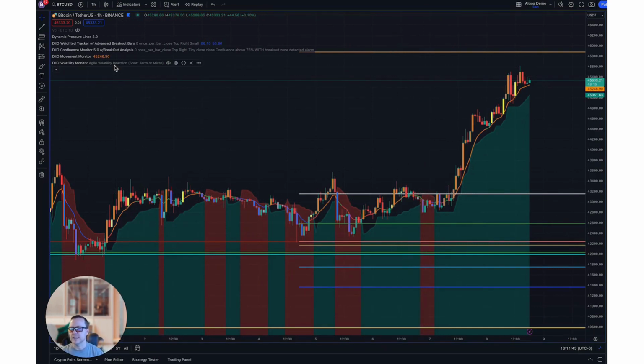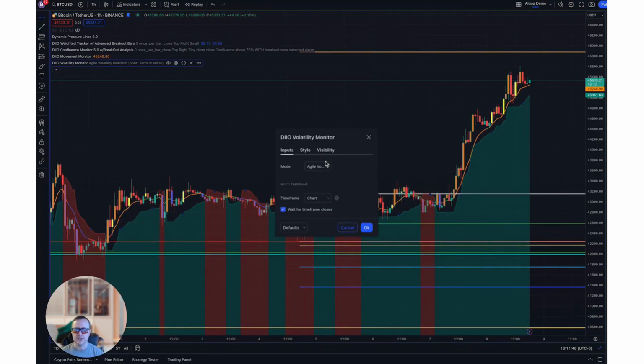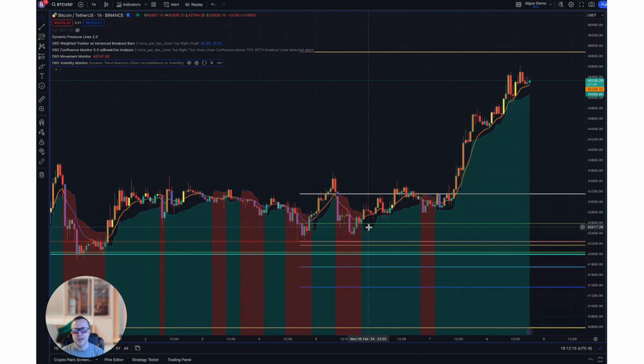This happens to be agile volatility reaction, right? So this is for short-term time frames or micro, which means everything inside of the micro time frame charts. That would be approximately 2 hour, 3 hour, 4 hour, 6 hour, 12 hour, 1 day. You could probably go larger, but that's probably the sweet spot for agile volatility reaction. Coincidentally, that's another good range for dynamic.